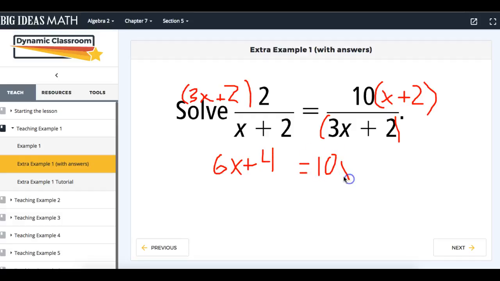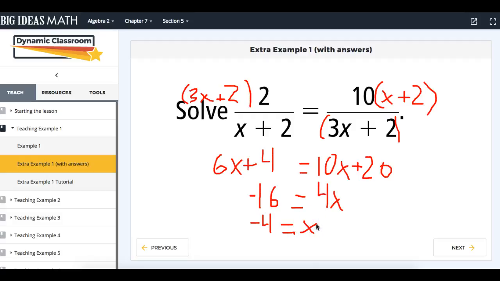Now when you go ahead and try to solve right here, you're going to subtract 6x from each side. So you're going to get 4x on the right. You subtract 20 from both sides. You're going to get negative 16 on the left. When you divide both sides by 4, you're going to get negative 4 equals x. And that's as simple as it is.